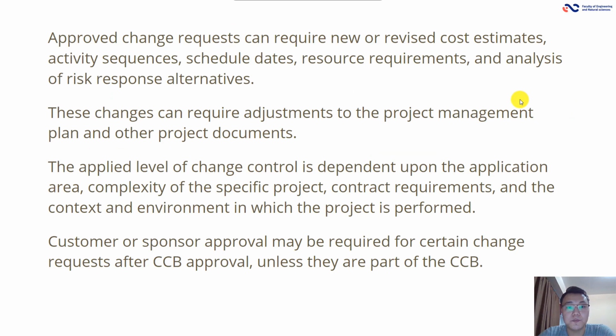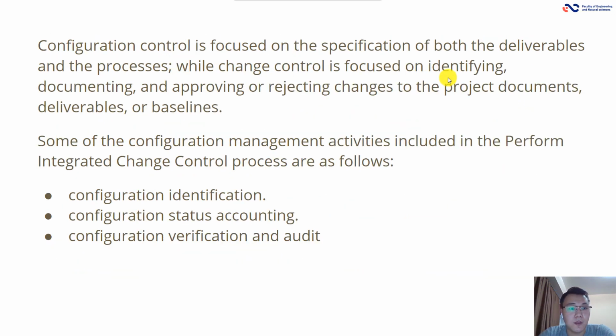Approved change requests can require new or revised cost estimates, activity sequences, schedule dates, resource requirements, and analysis of risk response alternatives. Configuration control is focused on the specification of both the deliverables and the process, while change control is focused on identifying, documenting, and approving or rejecting changes to the project documents, deliverables, or baselines. Some of the configuration management activities included in the perform integrated change control process are configuration identification, configuration status accounting, configuration verification, and audit.